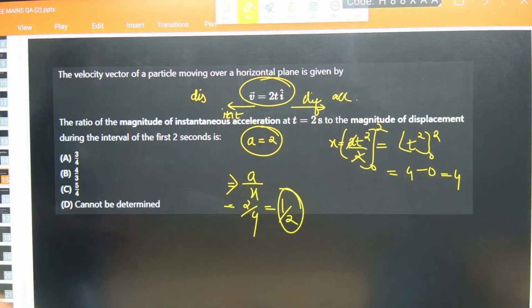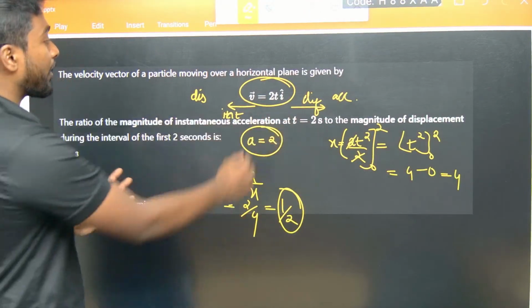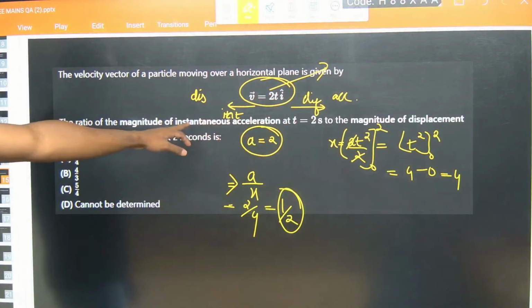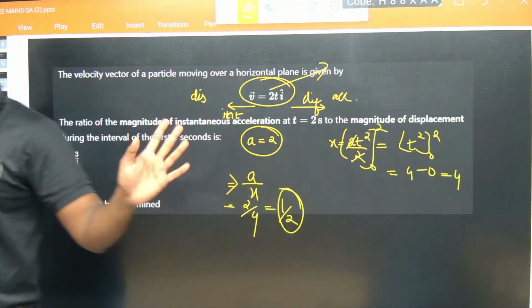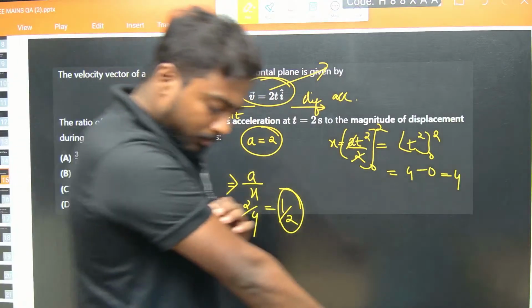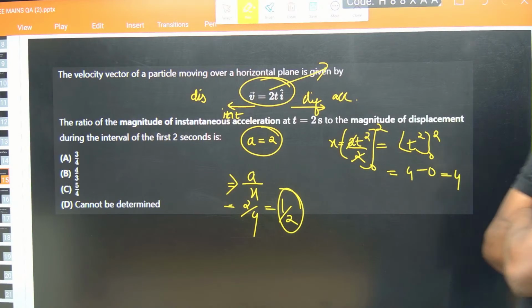So you can mark the option 4. They are asking about the ratio of magnitude of instantaneous acceleration at t is equals to 2. So if I differentiate this one now, I will get 2. So it's a constant acceleration to the magnitude of a displacement during the interval of first 2 seconds. That's it. Can we go for the next question?